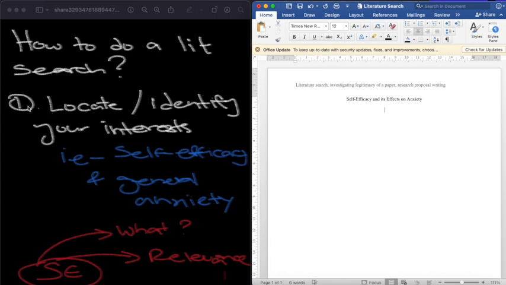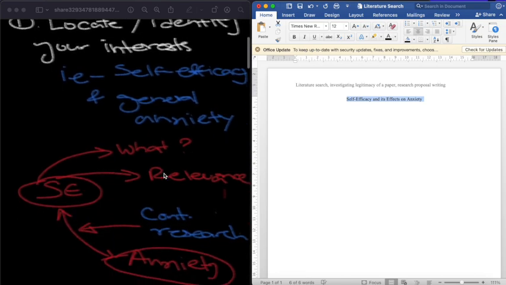Now the first things first. The first thing that you need to do, you need to locate and identify your interest. Now this is my research title. I am interested in finding whether self-efficacy has something to do with anxiety. So I have two constructs here. The first one is self-efficacy and the other one is, let's say, general anxiety. Now there are different types of anxiety, but here I am just interested in general anxiety. So then I am going to slightly tweak this a little bit. Self-efficacy and its effects on general anxiety, like this.